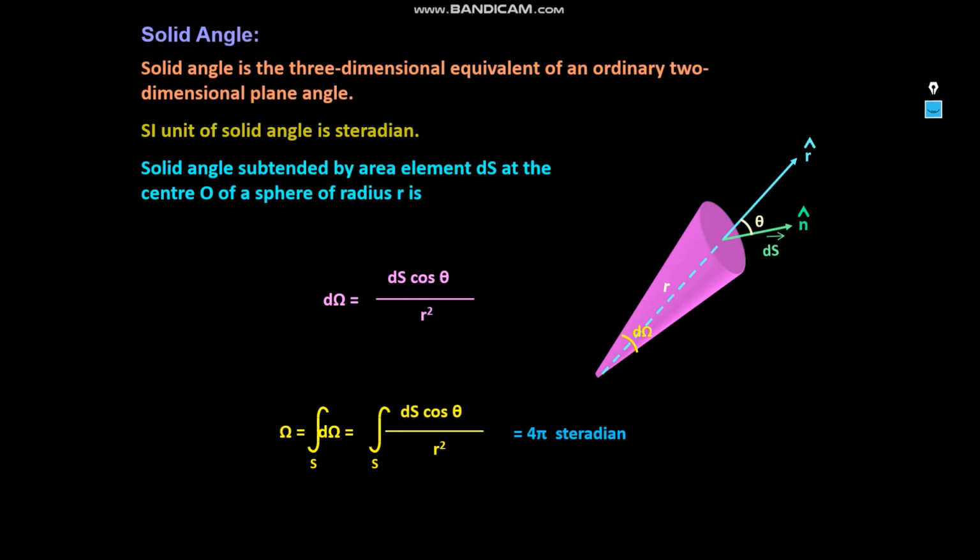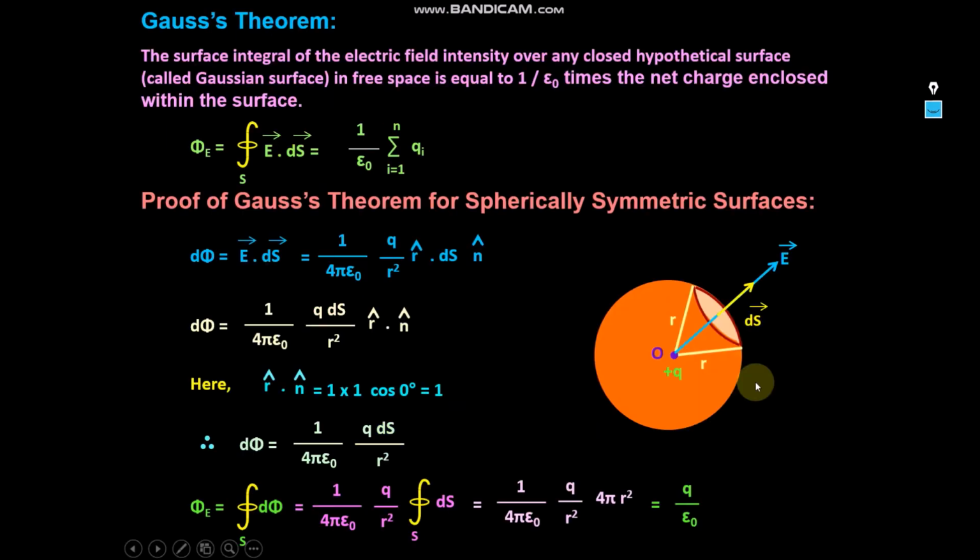That too, Gauss theorem for irregular surfaces, not regular surfaces. For regular surfaces we had already derived it. Now for irregular surfaces this formula is used, that is for solid angle. Now this theorem, Gauss theorem's derivation, we have already done.